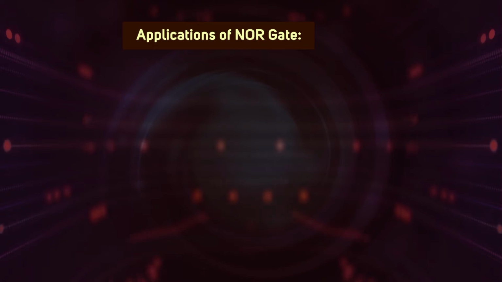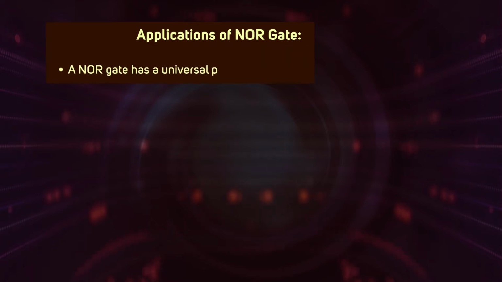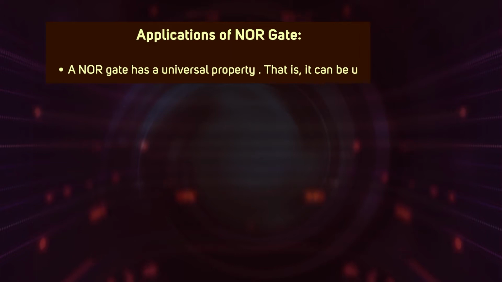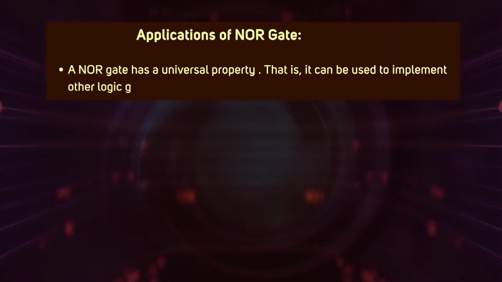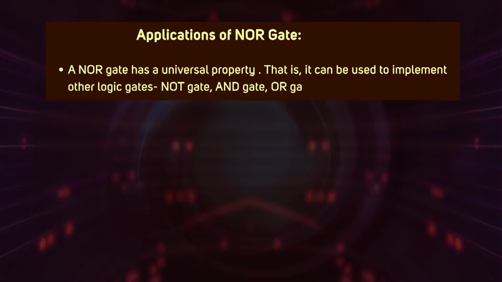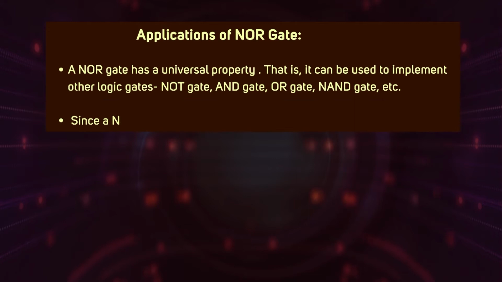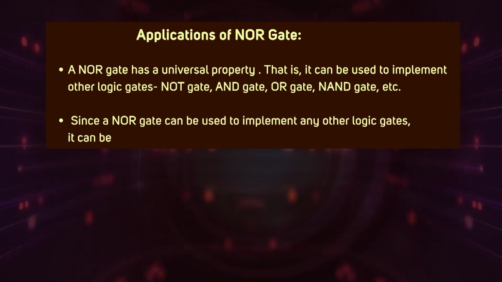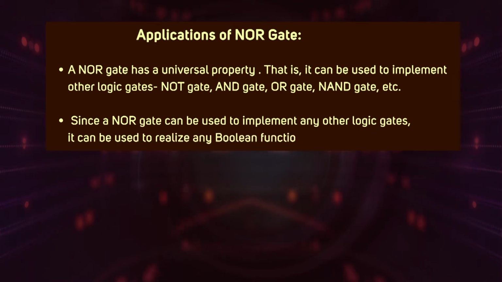Because of the above property, a NOR gate is used to detect all lows or zeros at its input. More about applications of NOR gate. The first one, a NOR gate has a universal property. That is, it can be used to implement other logic gates: NOT gate, AND gate, OR gate, NAND gate, etc. The second point, since a NOR gate can be used to implement any other logic gates, it can be used to realize any Boolean function and hence any logic circuits.